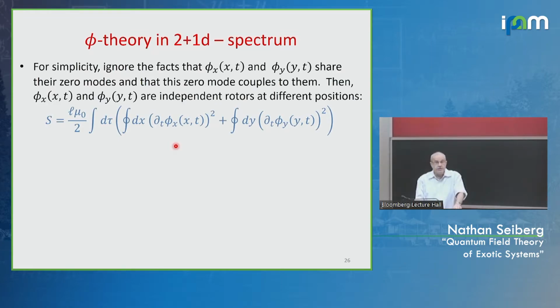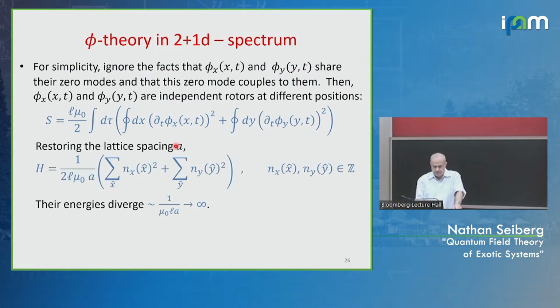In order to analyze it more carefully, let's restore the lattice. If we restore the lattice, we get a factor of 1 over the lattice spacing; going to the Hamiltonian, we get a factor of the lattice spacing in the denominator. And this n is the integer valued momentum, which is conjugate to phi. So if we restore the lattice, at every point x and at every point y, we have a separate integer, which is the value of this momentum of the subsystem symmetry. And notice something peculiar.